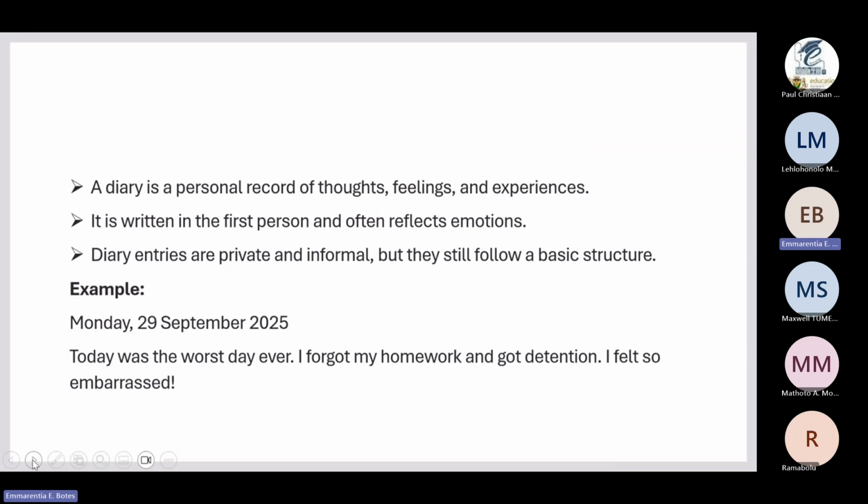Now, let me show you an example. Monday, comma, so that's the day, 29th of September, 2025. That is the date. Today was the worst day ever. I forgot my homework and got detention. I felt so embarrassed. So this is just a short example. I'm going to show you more examples. But do you see here, it's personal and it's in a chatty way. So it's a way you then bring your feelings across on paper.